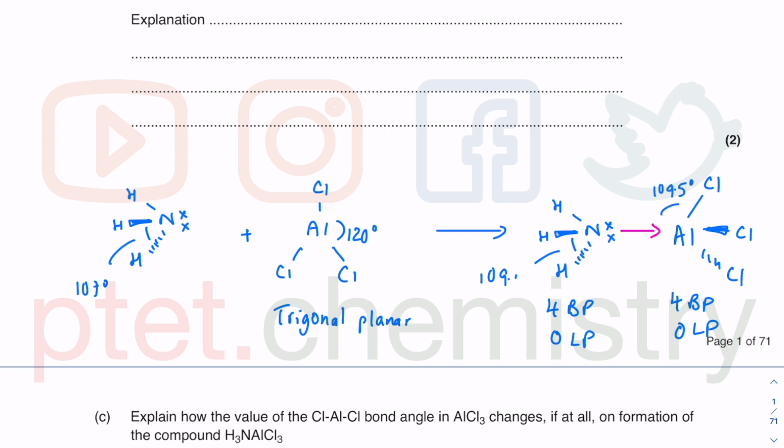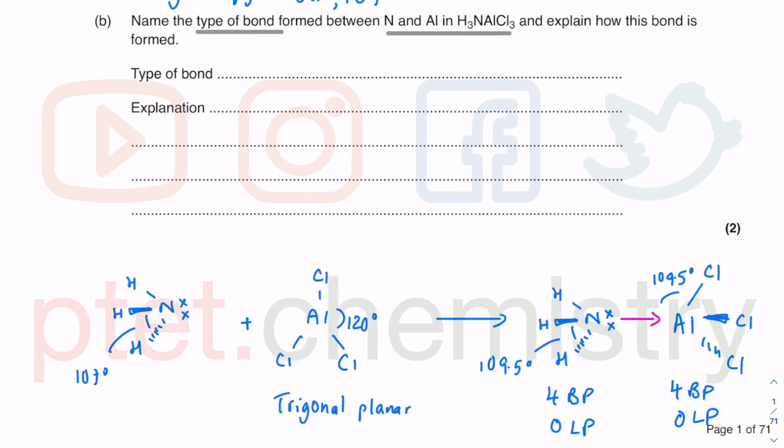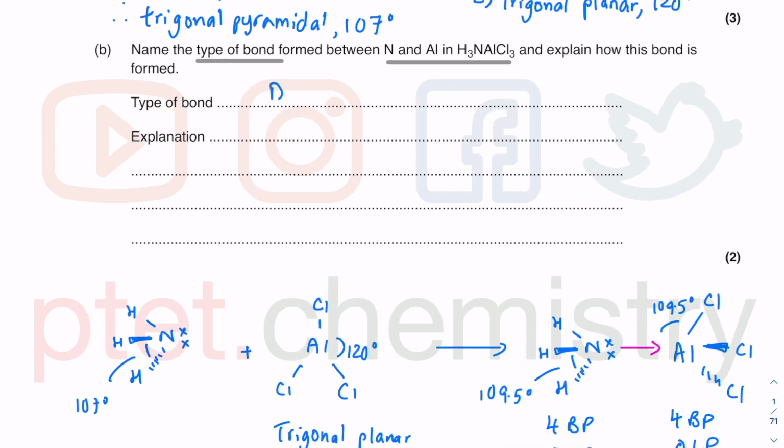So both nitrogen and aluminium have become tetrahedral. The type of bond is a very special type of covalent bond. You call it dative covalent bond. The other name for it in your syllabus is coordinate bonding. Coordinate bonding simply means dative covalent bond. It means that both the electrons in the covalent bond come from only one of the atoms forming the covalent bond. Because here, instead of the aluminium sharing one electron, it is the nitrogen that contributes both the electrons.